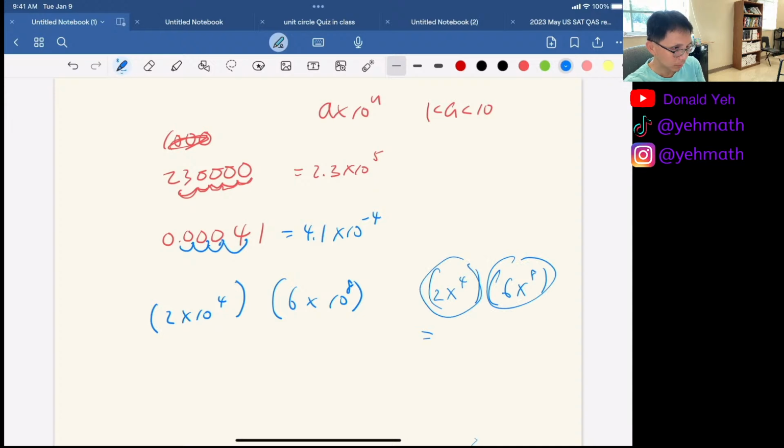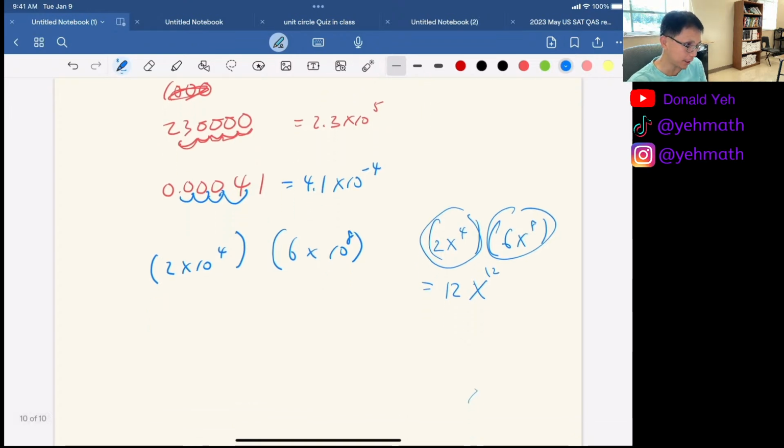You add the two exponents. Good. I love that. 12 x to the 12th. You add the exponents, and the coefficients just multiply because you're multiplying two things. It turns out with scientific notation, if you multiply scientific notation, it works the same way. You see the coefficients, which are 2 and 6. So that's going to be 12 times 10 to the 4 plus 8, which is equal to 12 times 10 to the 12.